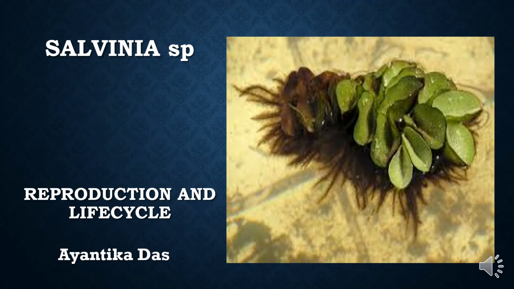Salvinia species. Salvinia is a water fern. It's an aquatic pteridophyte that is very old. Fossils of Salvinia have been found in rocks of the Cretaceous period as well as the Tertiary period. So we see that this is an ancient aquatic pteridophyte, and in this part of the video I will be discussing the reproduction and life cycle in Salvinia species.